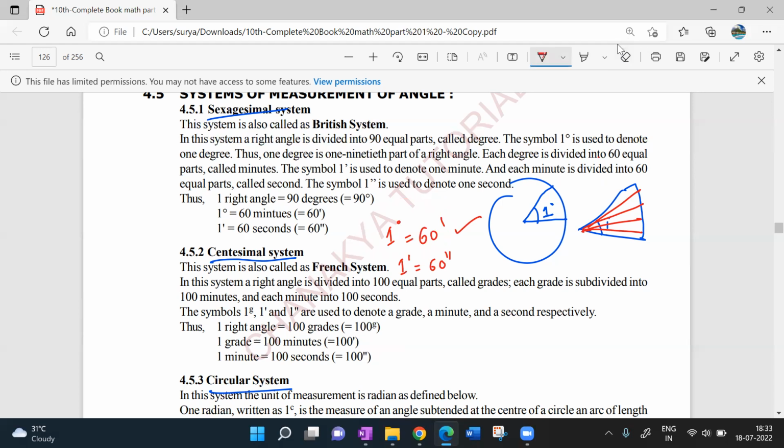Now 1 minute is equal to 60 seconds. This is how I write it. 1 minute means 1 dash, 60 seconds means 60 double dash. This is what the basic procedure is all about.